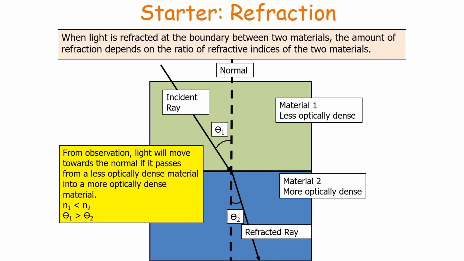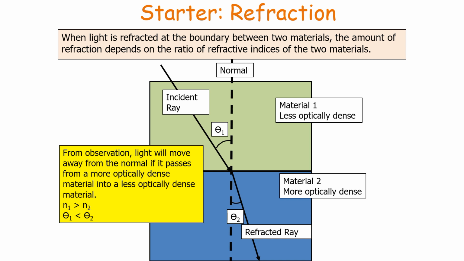From observation, you'll know that light will move towards the normal if it passes from a less optically dense material into a more optically dense material. Whilst we also know that it will move away from the normal if it passes from a more optically dense material into a less optically dense material.